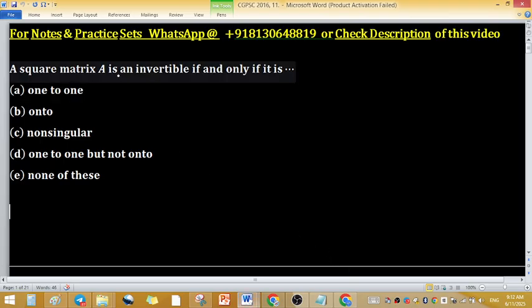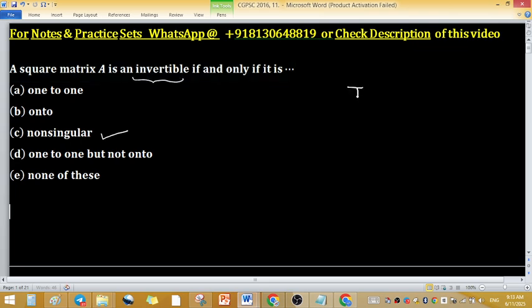A square matrix A is invertible if and only if it is non-singular. Option C is the right one. So what is the meaning of an invertible matrix?